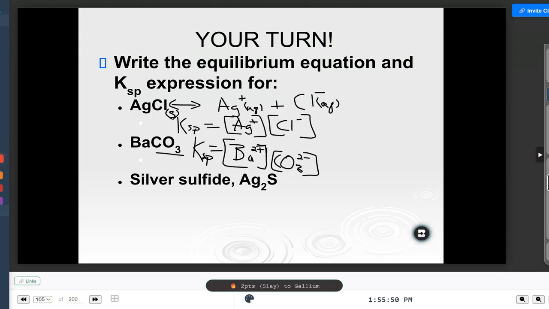All right, your turn. You're going to try to create both the dissociation equation, right, what we have up there, and then also the KSP, but you're going to do that for our silver sulfide. Go ahead and do that in your notes, and then I'll call on you.